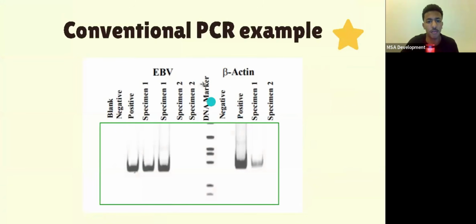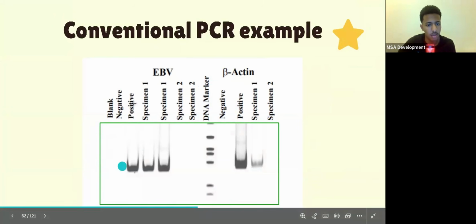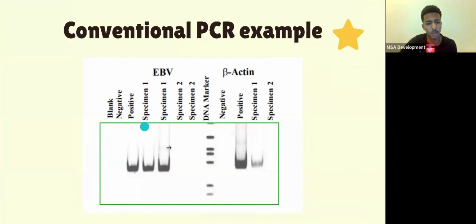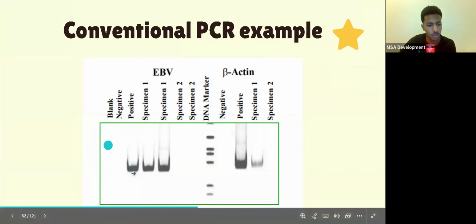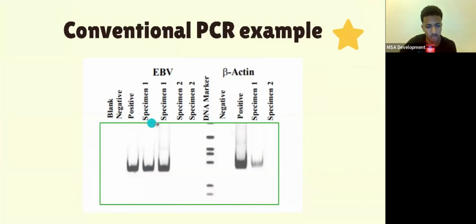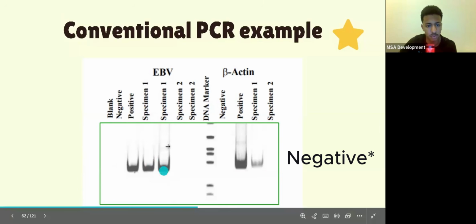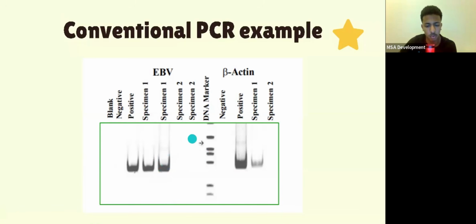Now let's look at this example of conventional PCR. Reagent blank, you're not supposed to see anything. And then this is a sample which is known to be negative for EBV. EBV is Epstein-Barr virus. We're testing specimens for Epstein-Barr virus, okay? And then this is a sample known to be positive. So until now, we know that the test is accurate. And then we have two samples from specimen 1. They both test positive for EBV. Two samples from specimen 2, they both test positive for EBV. So from this, we can say that specimen 1 has EBV, okay?